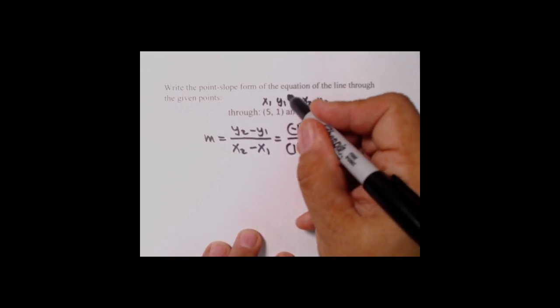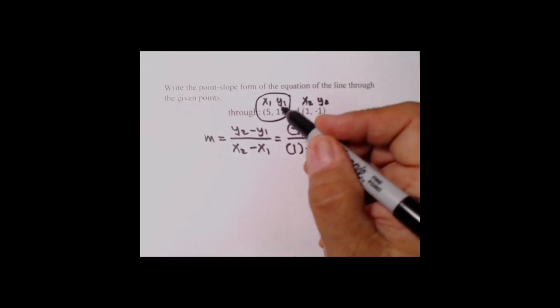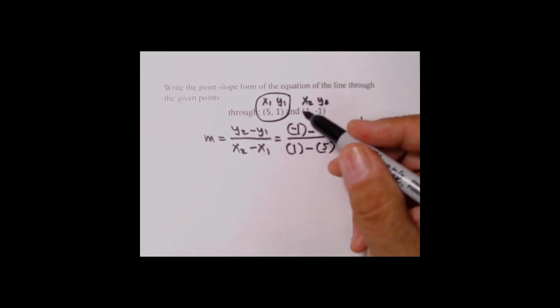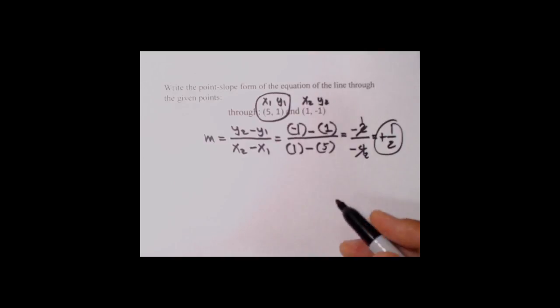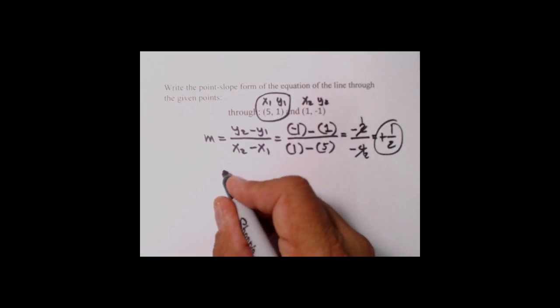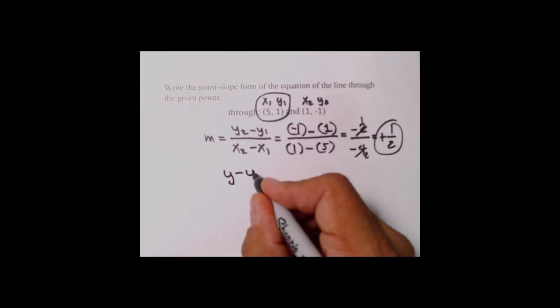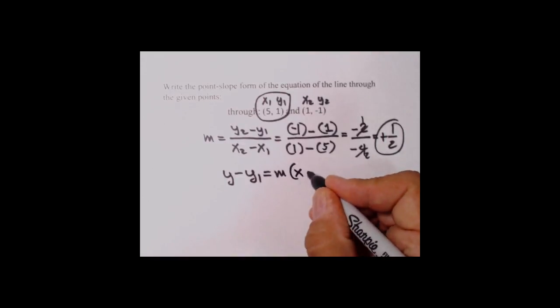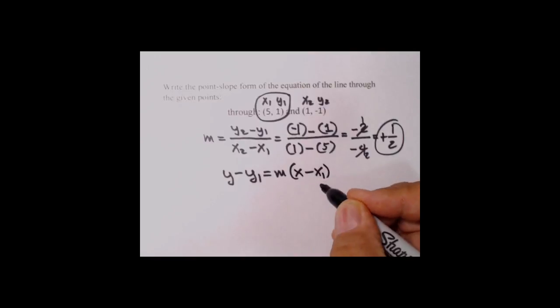I'm going to use my first point up here. You could use the second one if you want, but I already have this one labeled x1 and y1. So now we go to the point slope form of our equation: y minus y1 equals m times x minus x1.